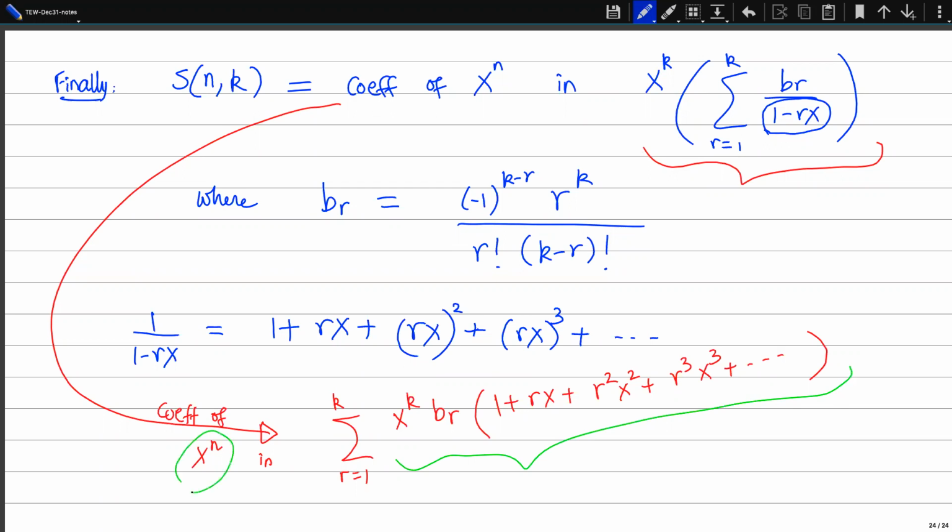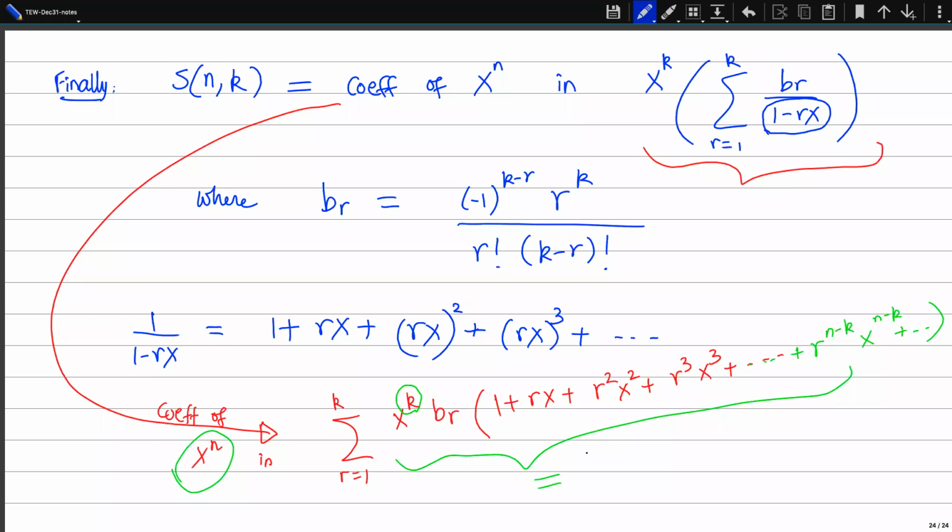N minus k. Okay, wonderful. So only the n minus k term is going to contribute because there's a k in front. So I need to go till I find the term r power n minus k x power n minus k. So that's the only contributing term. Okay, so the net coefficient is the following.